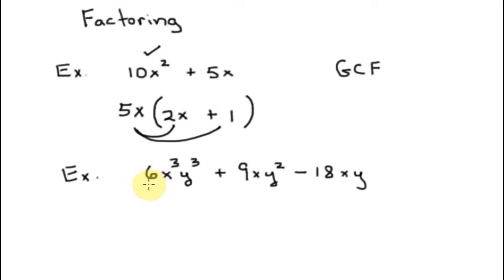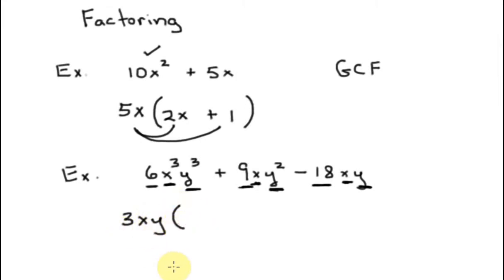So I look at the numbers. There's a 6, a 9, and an 18. And the greatest common factor that these three numbers have is 3. Then I look at the x cubed, the x, and the x. And the most that they have in common is just 1x. Then I look at y cubed, y squared, and y. And the most they have in common is just that single y. So there's my greatest common factor.